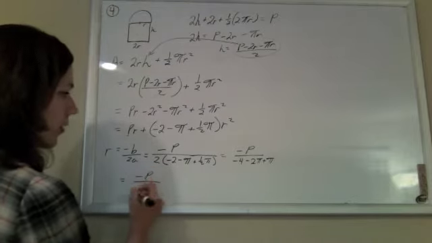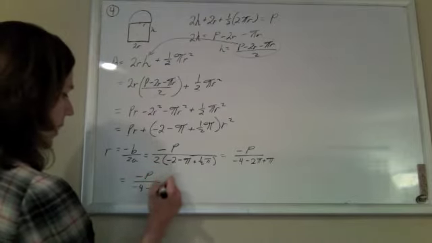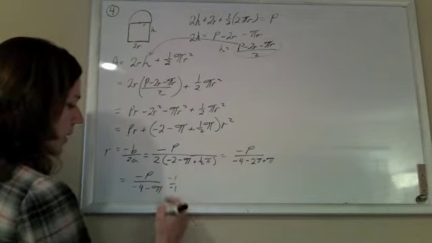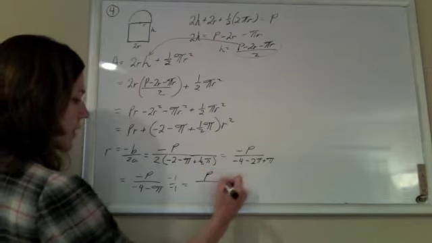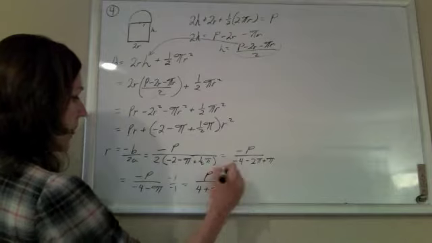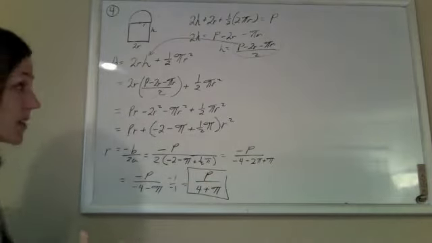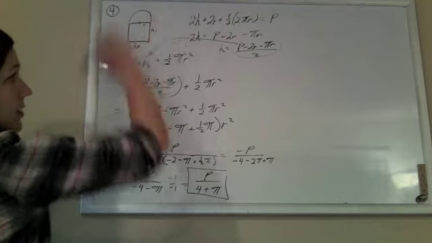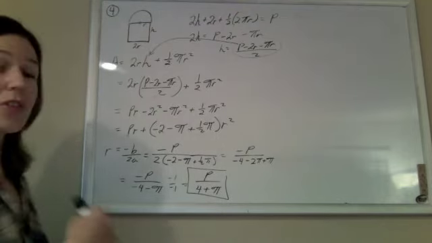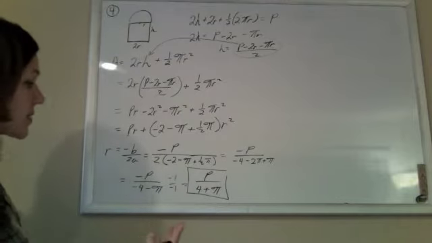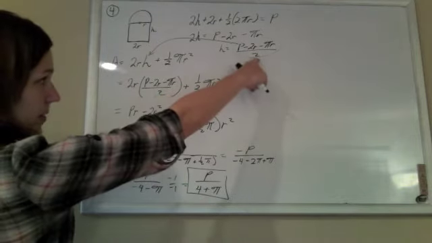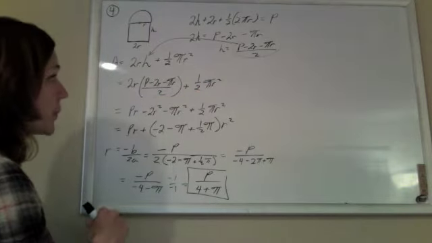negative p over negative 4 minus pi. There's a lot of negatives in there, so if I just multiply the top and bottom by negative 1, that'll swap all the signs for me, so it'll be p over 4 plus pi. And that's my radius. That's the radius of the circle that's going to maximize that area. Wonderful. They ask for all the dimensions, so to be on the safe side, we're going to give them the height as well. The height is just based on the radius. We just have to plug it in, and we'll tell them that too.